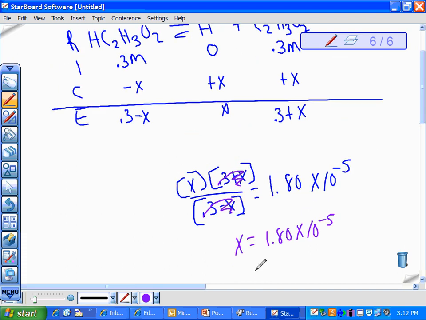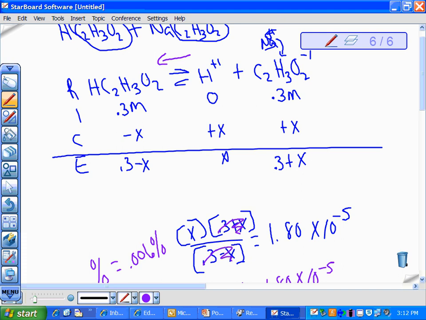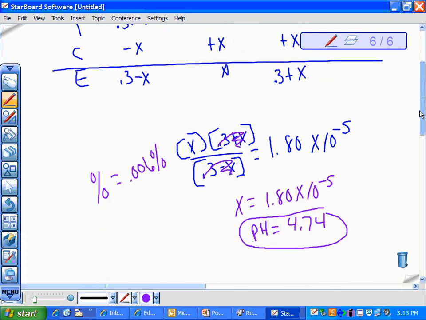So now I could find the pH by taking the negative log of that, and you will find the pH has gone up to 4.74. You could find the percent ionization, again, by the x divided by the I times 100, and it's 0.006%. So what has happened is less of it is breaking down because the reaction has actually shifted this way. So it's going to be staying together more than it will be breaking apart. So the pH went up because there's less hydrogen ions in the solution.